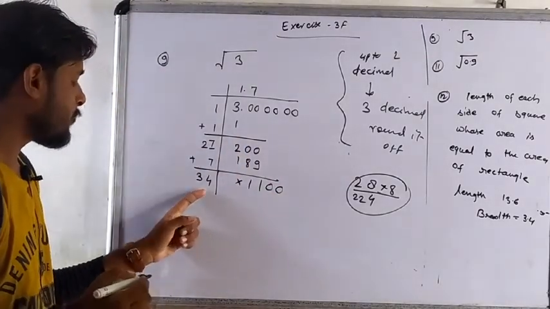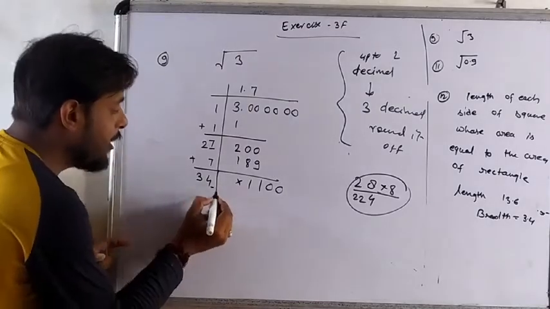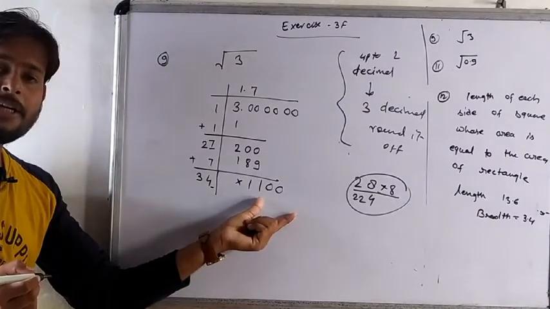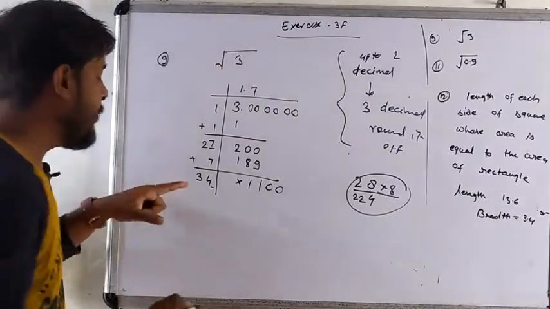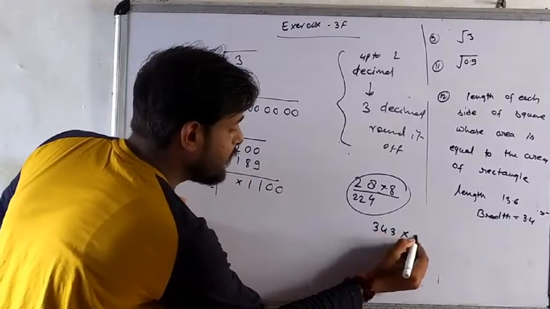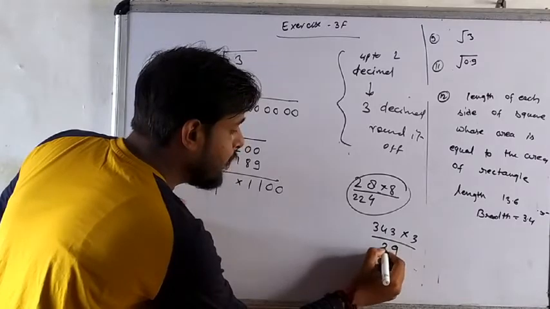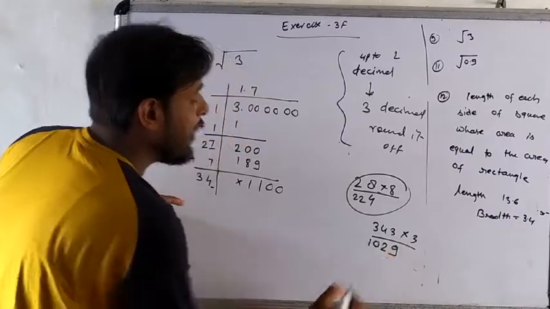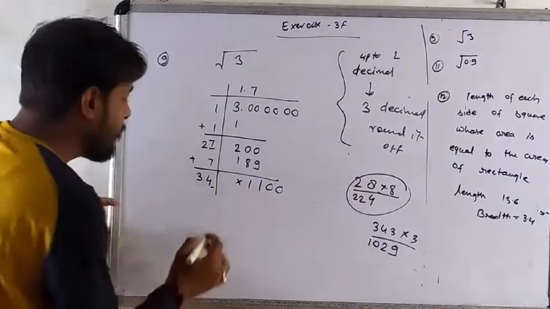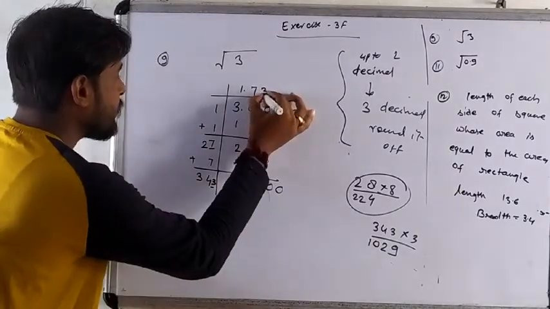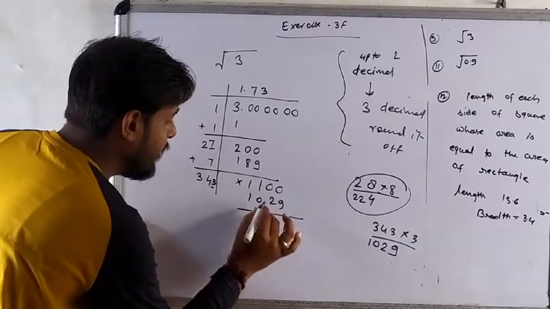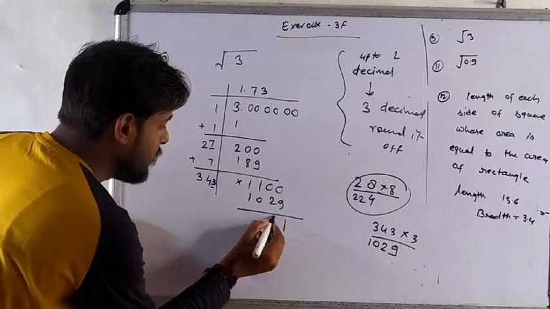Now select a number here so that either you can get 1100 or less than 1100. If we select 2, 3 2 is 600, so we can select 3. 3 3s are 9, 3 4s are 12, 3 3s are 9, 1, 10. If we select 4, it will be more than 1100. So we select 3 here. 1029. 1. 1.